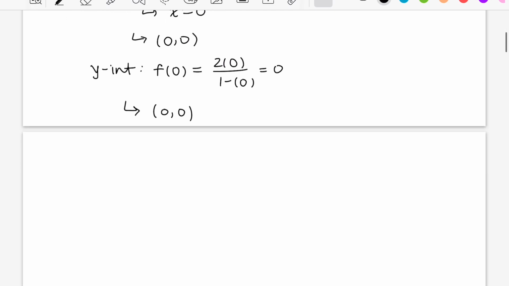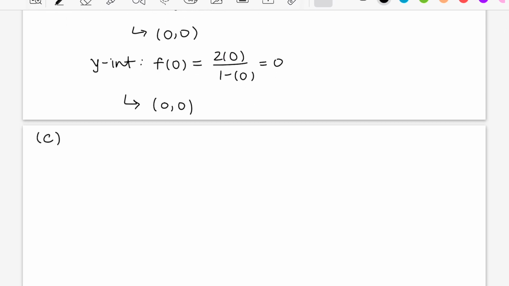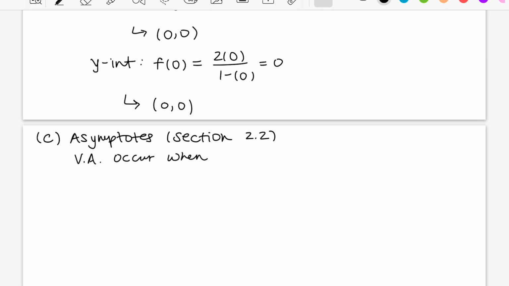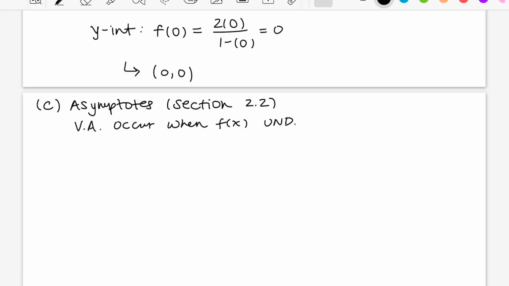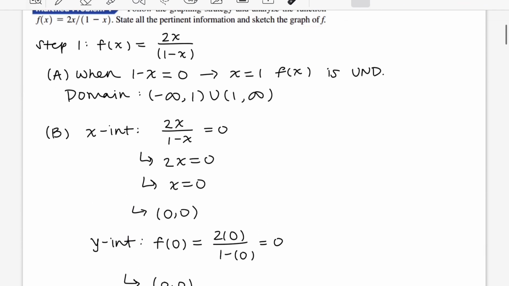All right. Now we're going to want to find the asymptotes of our function. And remember, we're going to be using the strategies that we learned in section 2.2. So we know that the vertical asymptote is going to occur when our function is undefined. And we just showed above that that happens when x is equal to 1. So we're going to have a vertical asymptote when x is equal to 1, because this will make our function undefined.